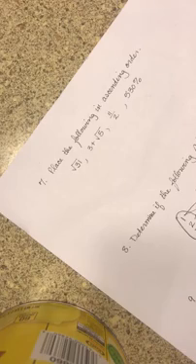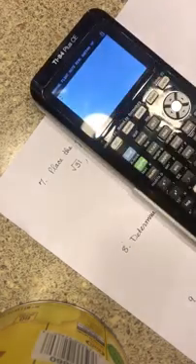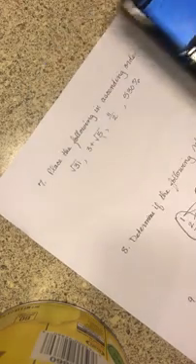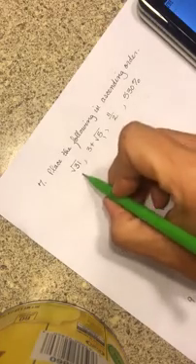We need to put these in ascending order. So again, very first thing we need to do is convert all our numbers to decimals. So the square root of 31 is 5.57.